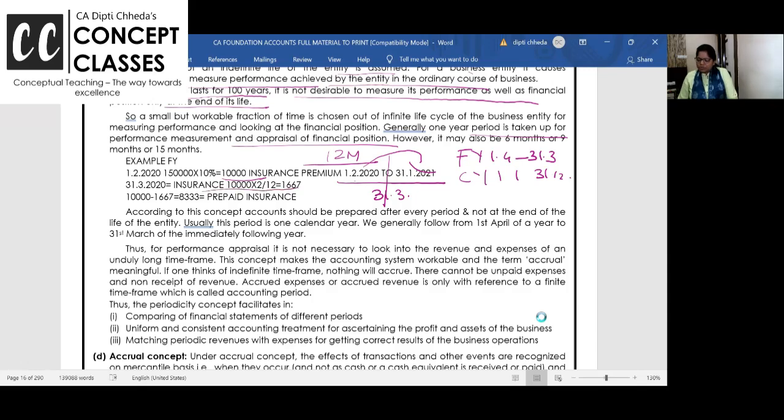So how much should you put till March? Only 2 months, February and March. 10,000 into 2 by 12, that is 1,666 per month, you should put in March, and the remaining 8,333 you are treating as prepaid insurance.